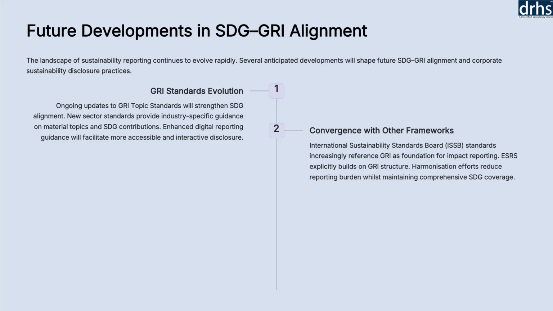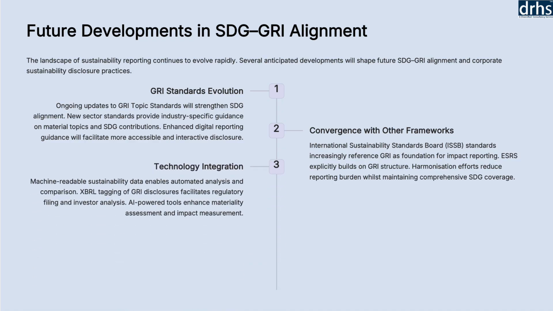Alignment between GRI, ISSB, ESRS under CSRD, and other international standards is reducing fragmentation in sustainability reporting. This convergence will simplify reporting architectures, improve comparability across markets, and enable organizations to address both impact materiality and financial materiality within a single, coherent system, strengthening SDG-aligned disclosures.